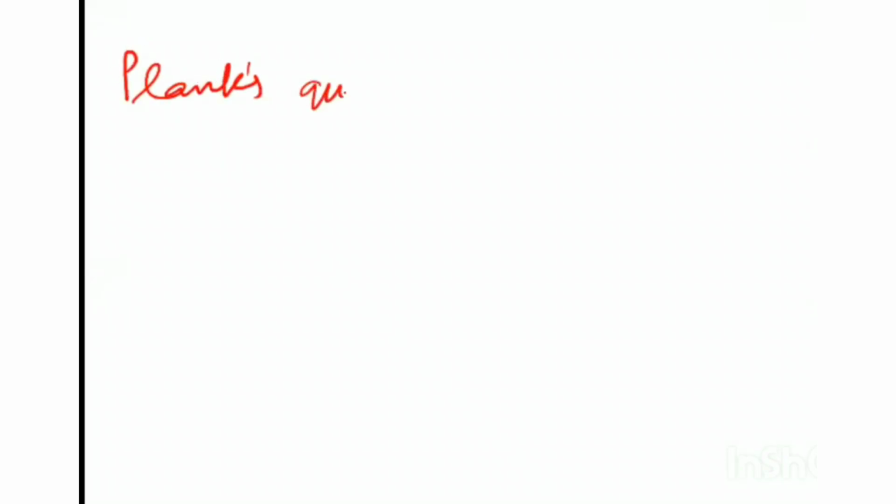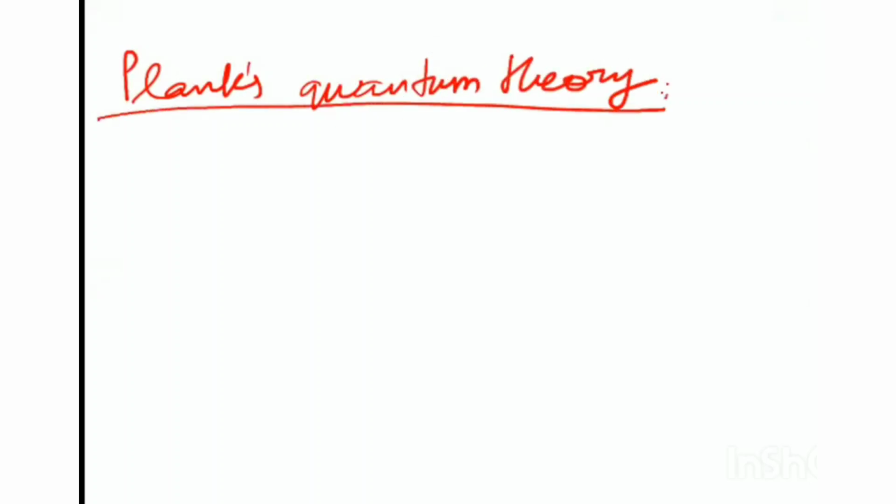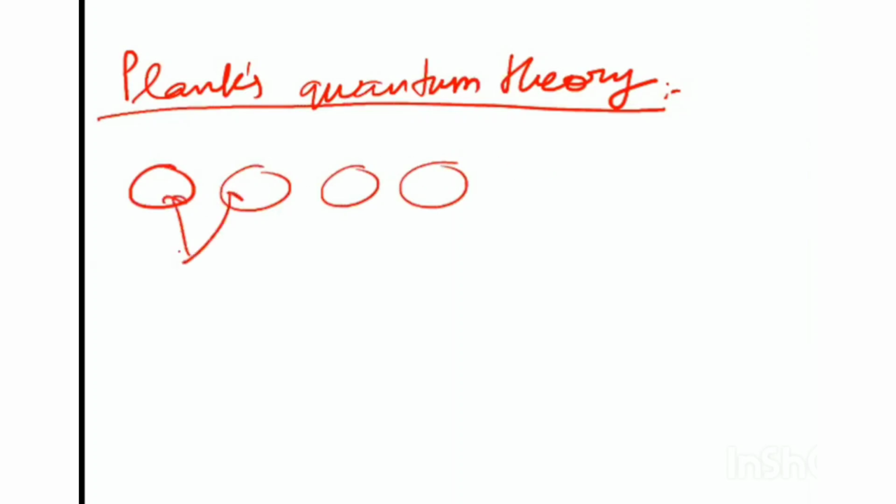Planck's quantum theory. So for Planck's quantum theory, what we have to know is that Planck said that if energy is being emitted or absorbed, it happens in discontinuous forms like pouches or bags of energy. So what are these bags called? They are called quanta, or singularly quantum of energy.